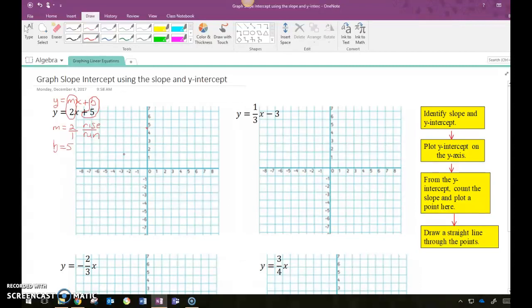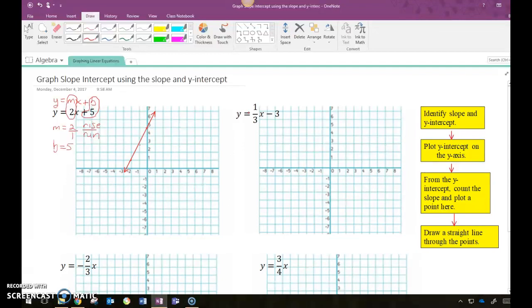Okay. Next, I need to put my slope on there. So my slope is 2 over 1. So I'll go up 2 spaces and over 1, put a dot. Now if I keep going, I'm going to go off the graph, but I notice that the pattern is I go up 2 and over 1, or if I move from this point to that point, I go down 2 and over 1. So from there, I can put another couple of points on here. And now I'm going to draw my line. And there's the graph of y equals 2x plus 5.